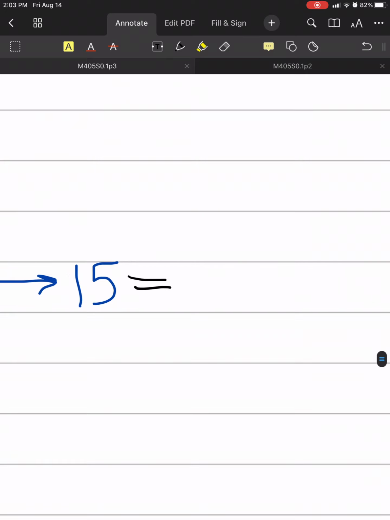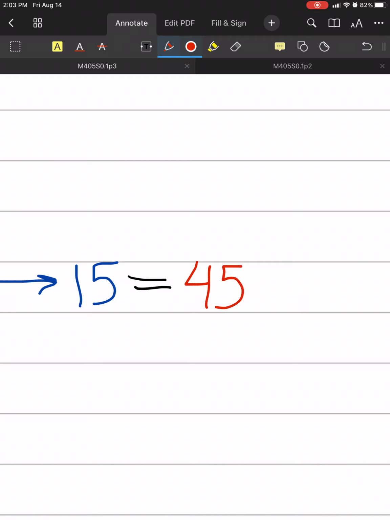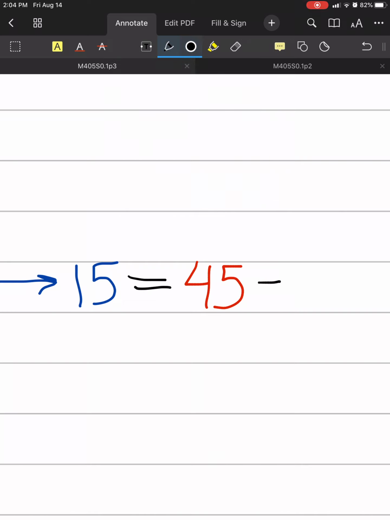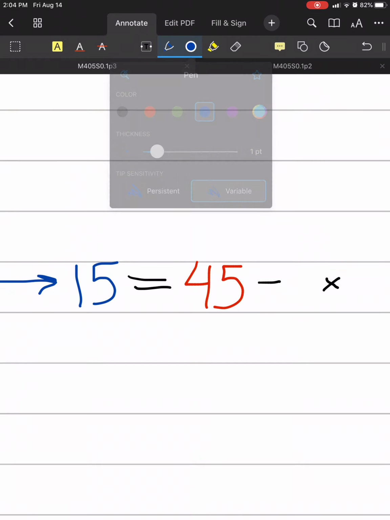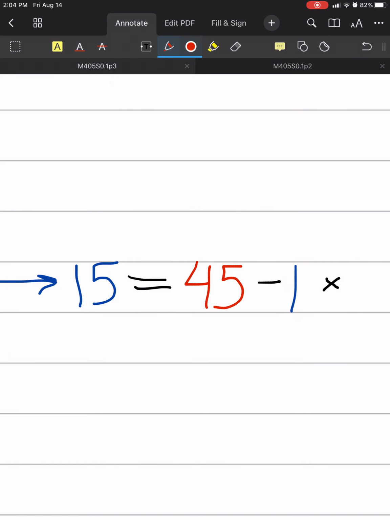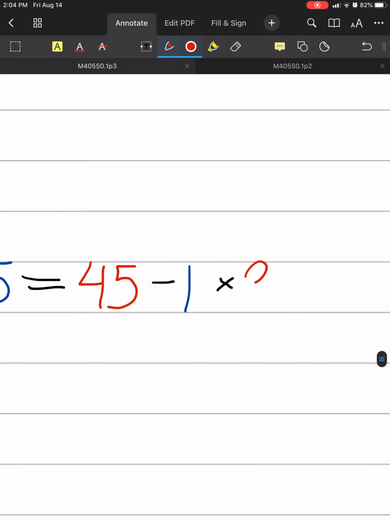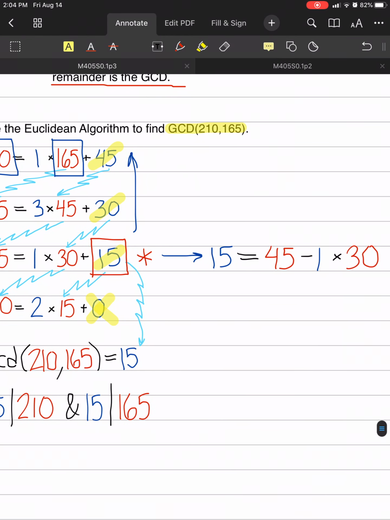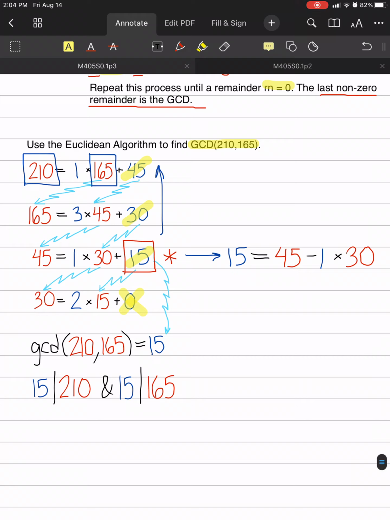15 equals 45, and then if I rearrange the plus, I should have a subtract. And I'm going to have a times there. And then this should be 1 times 30. So just rearrange that next to last line in your Euclidean algorithm, and you'll have an equation for your GCD equals some numbers.